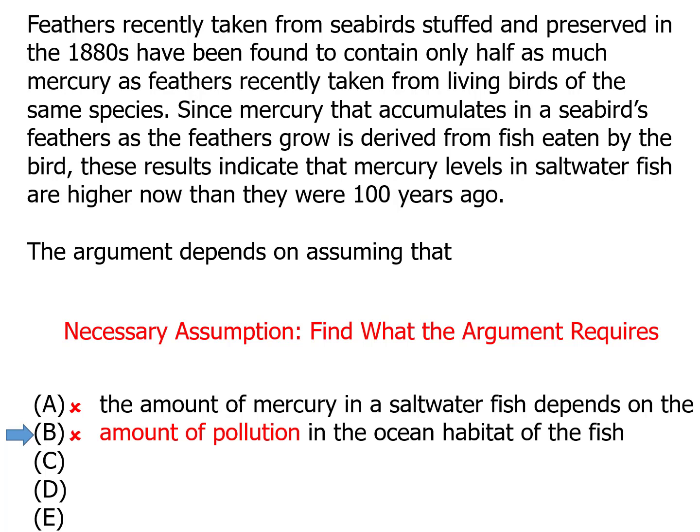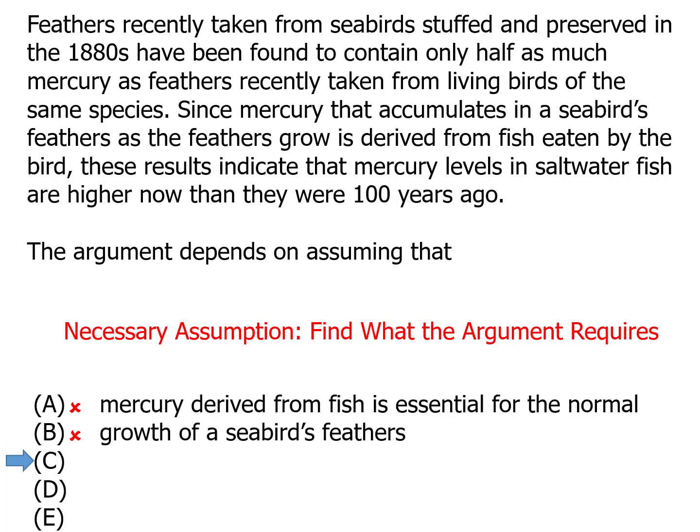So answer choice C. Now this answer provides a reason why you might find mercury in seabird feathers to begin with, but it's not a necessary assumption in the argument. The argument doesn't require believing that birds need mercury in their feathers in order to believe that there's more mercury in their feathers than there used to be. So answer choice C is not our answer.